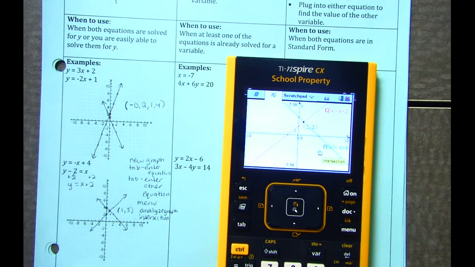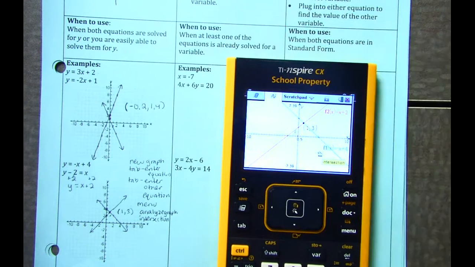So that's how you can solve systems of equations by graphing. We will talk about substitution and elimination in the next couple weeks.